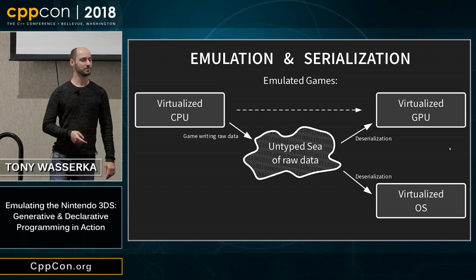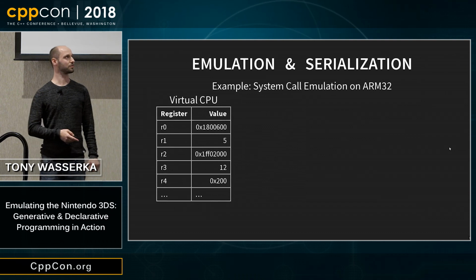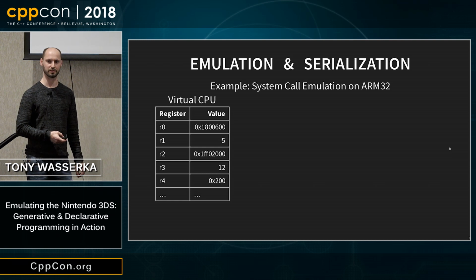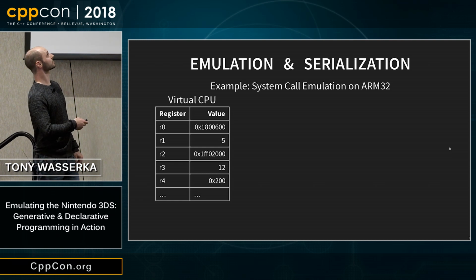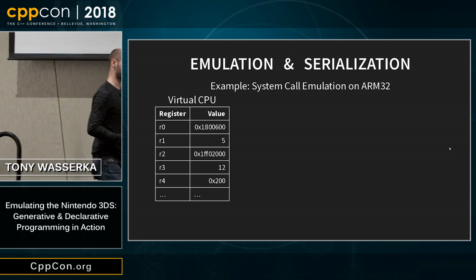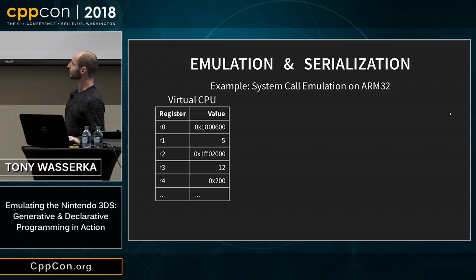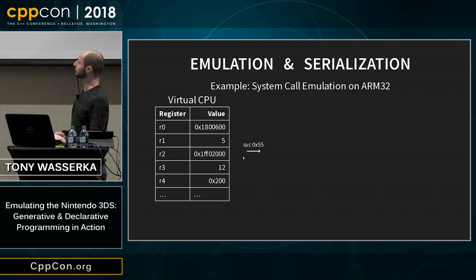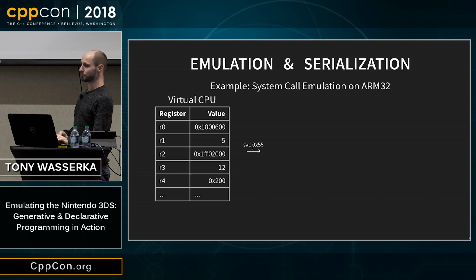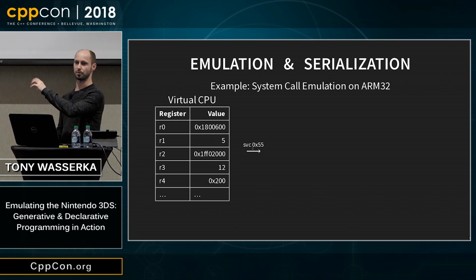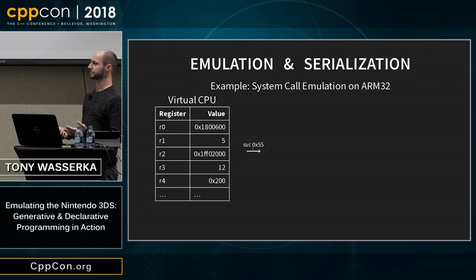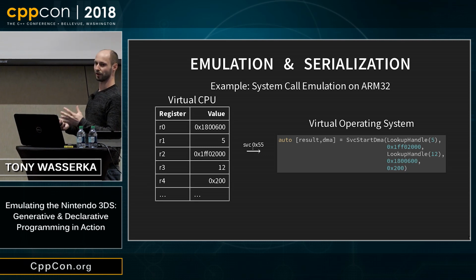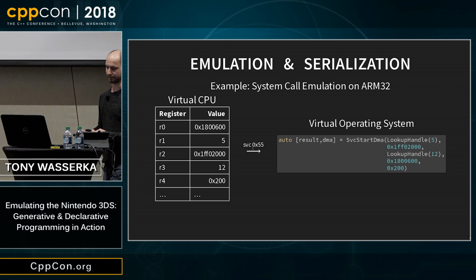And a similar issue occurs with the virtualized OS. So if we consider a system call on ARM32, for instance, which is the architecture used on the Nintendo 3DS, we see that a game might just write a bunch of values into registers R0, R1, R2, etc. And then it will trigger a system call operation with the SVC instruction. And at that point, usually the register data gets sent to the operating system, and then some sort of operation is completed. But what we would like to do in the emulator instead is to have some sort of well-typed function call that we just invoke in that scenario.